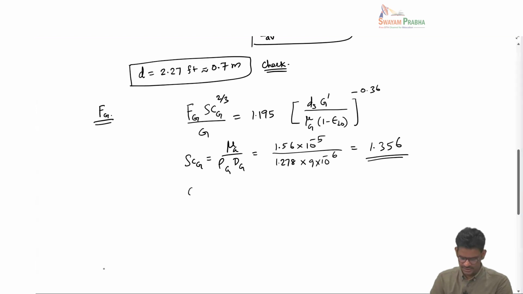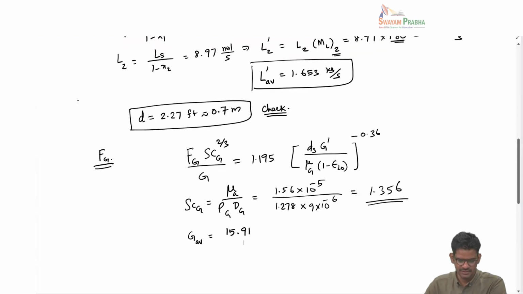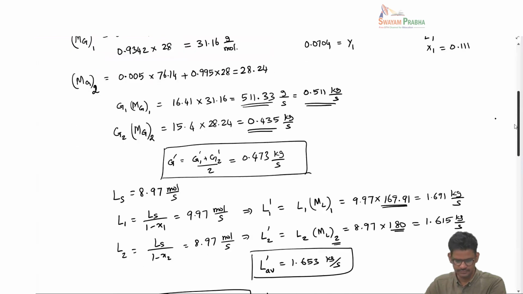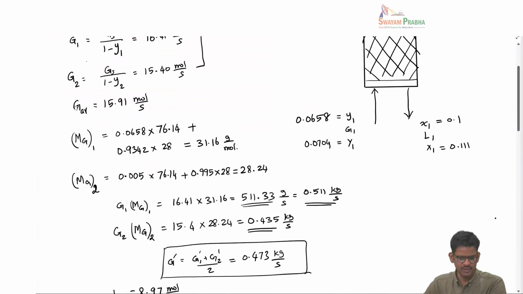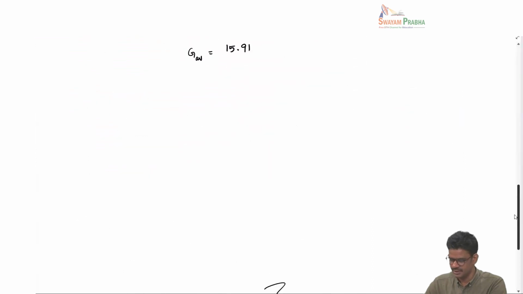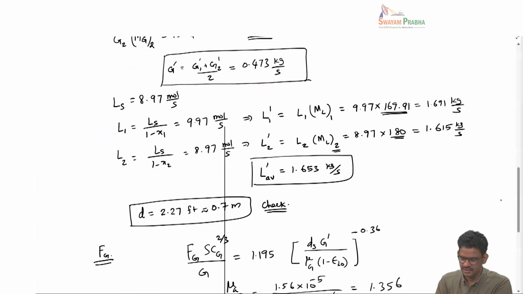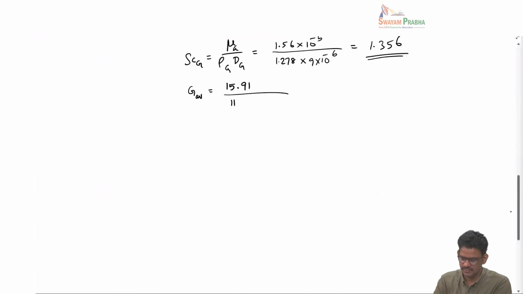And then this G is the G average, but this should be given in the units of kilomole per meter square per second. We already know the average molar flow rate, which is 15.91. You can see that we calculated it here. So this is the average molar flow rate, 15.91, and this has to be divided by the area of the tower.